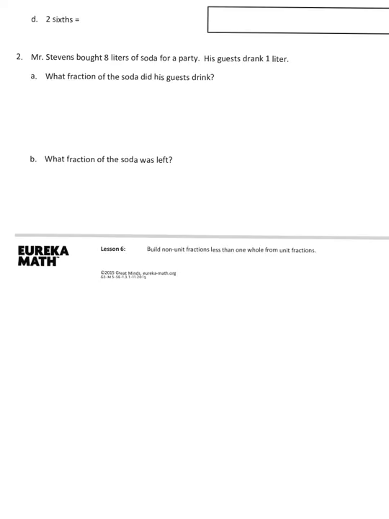Number 2, Mr. Stevens bought 8 liters of soda for a party. His guest drank 1 liter. What fraction of the soda did his guest drink? What fraction of the soda was left?